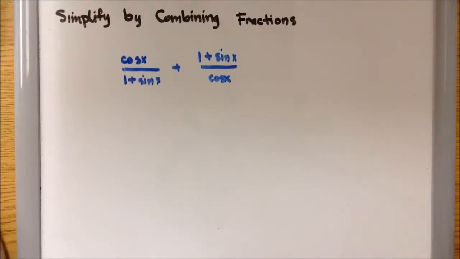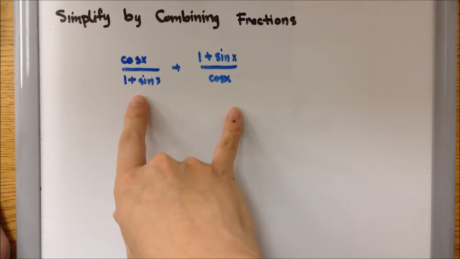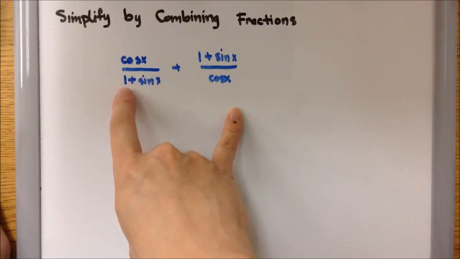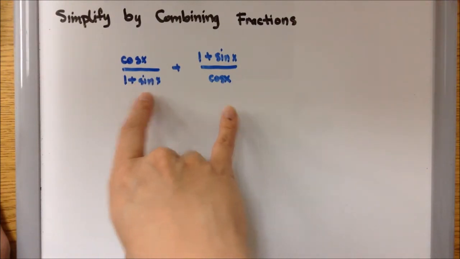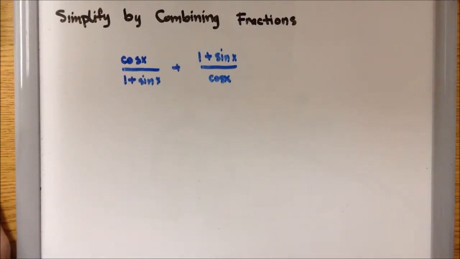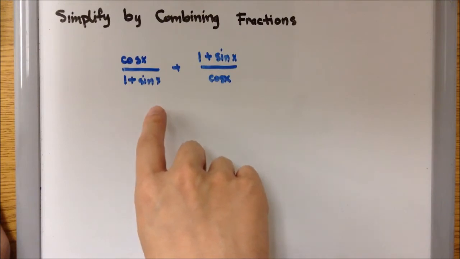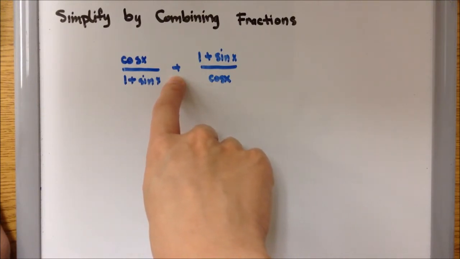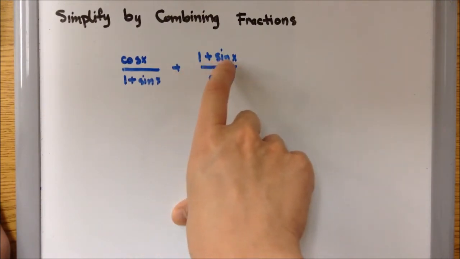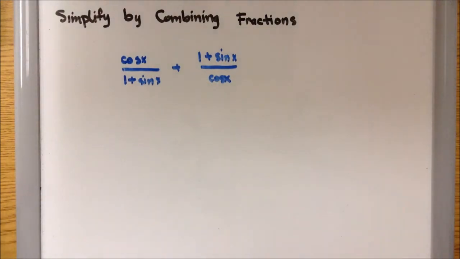So in this section we're going to cover simplifying trigonometric expressions by combining fractions. You did it before when we were converting into sine and cosine, combining simple fractions. Now here we have cosine of x over 1 plus sine of x. It's the same thing as cosine of theta over 1 plus sine of theta. In this example we're just using x. With the same example, plus 1 plus sine of x over cosine of x.